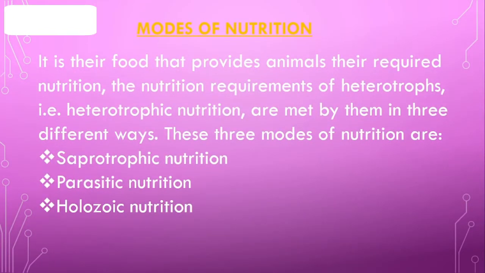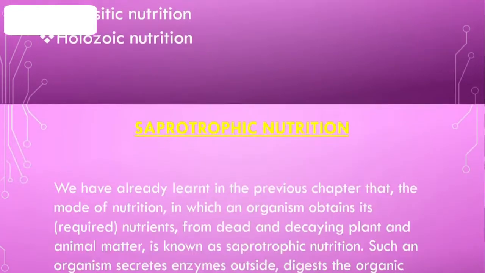Modes of nutrition. It is their food that provides animals their required nutrition. The nutrition requirements of heterotrophs, that is heterotrophic nutrition, are met by them in three different ways. These three modes of nutrition are saprotrophic nutrition, parasitic nutrition, and holozoic nutrition. Let us study about them in detail.